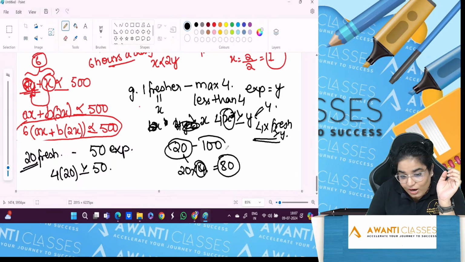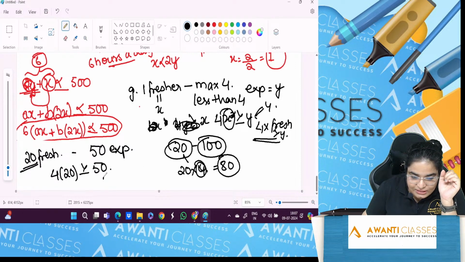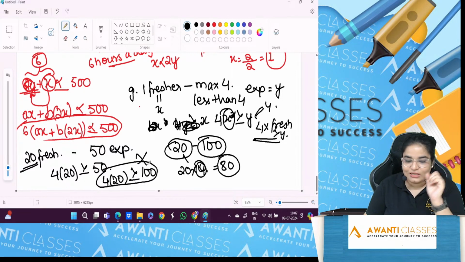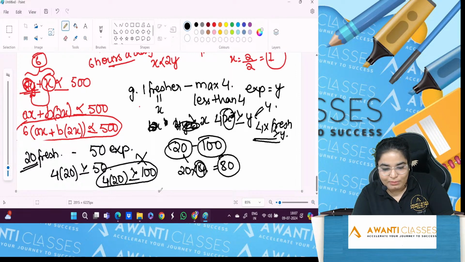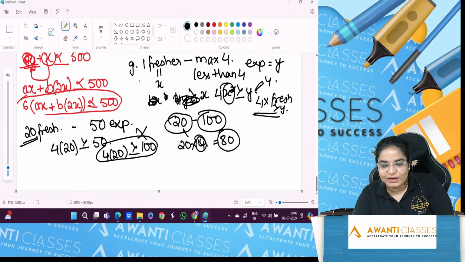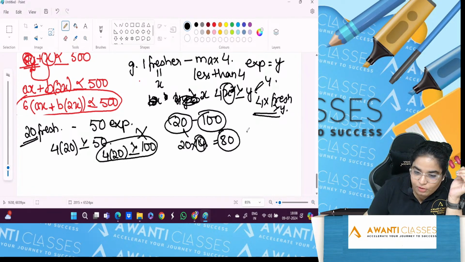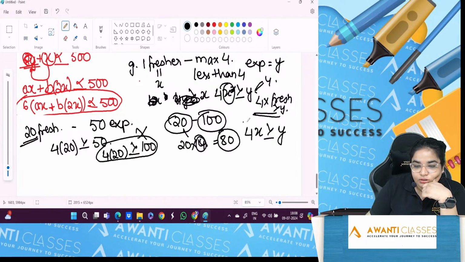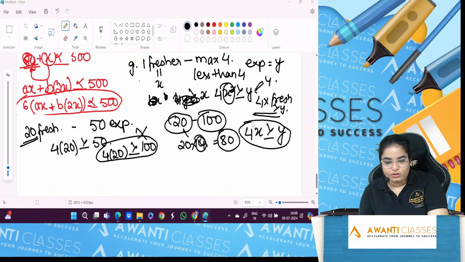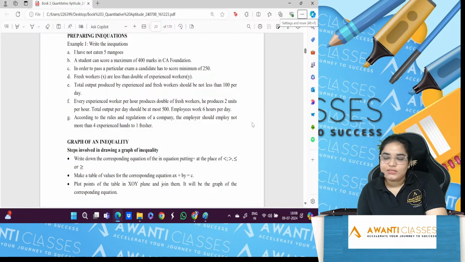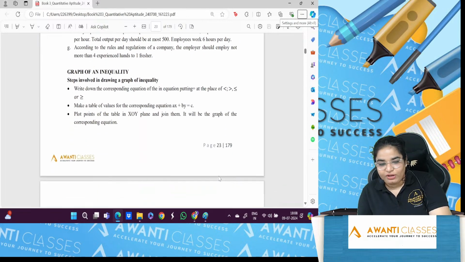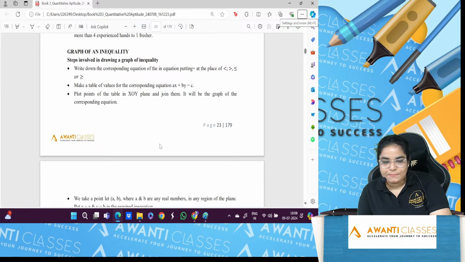Now, if I say I have 100 experienced employees, if I say 4 into 20, but y is 100, will this be satisfied? No, this inequality will not be satisfied. So the maximum for the inequality to be satisfied is 80. And that is why the inequality is 4x should be greater than or equal to y. Okay? Now, are you understanding what inequalities are? Kind of, at least. Yeah.